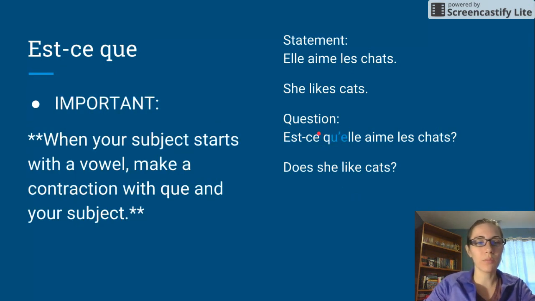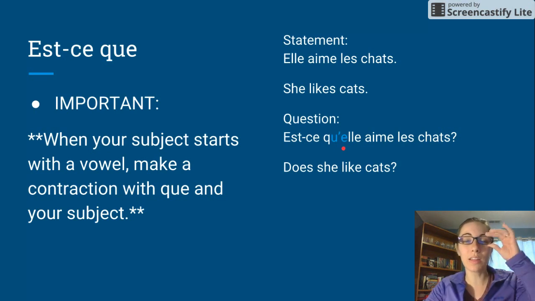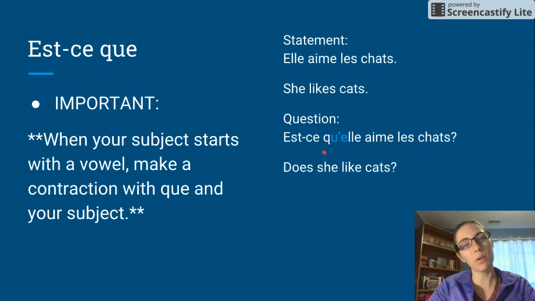Also note that when your subject starts with a vowel, you're going to contract que and your subject, okay? So here we have est-ce qu'elle aime les chats, okay? We took our Q-U-E, we got rid of the E and replaced it with an apostrophe and mushed it up against elle because elle starts with a vowel. This is the same thing that we do with je and any verb that starts with a vowel because we don't want to have too many vowels up next to each other. So it turns into, est-ce qu'elle aime les chats? Does she like cats?